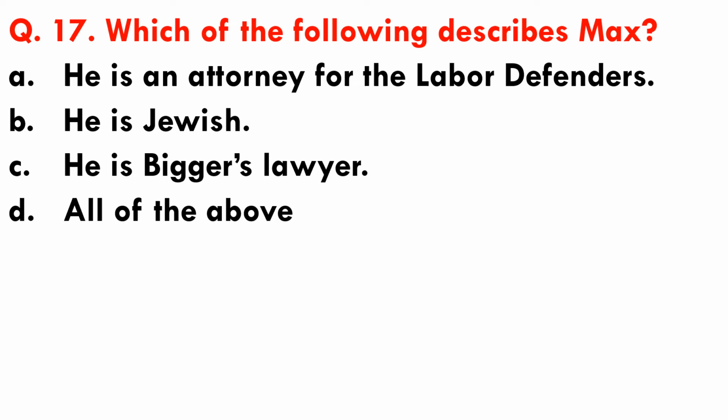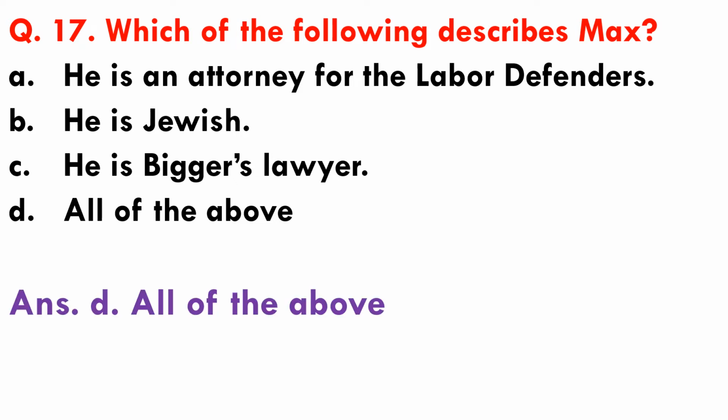Question number 17. Which of the following describes Max? Options are A. He is an attorney for the labor defenders. B. He is Jewish. C. He is Bigger's lawyer. And D. All of the above. So here option D is the correct answer. That is, Max is an attorney for the labor defenders. Also he is Jewish and he is Bigger's lawyer.